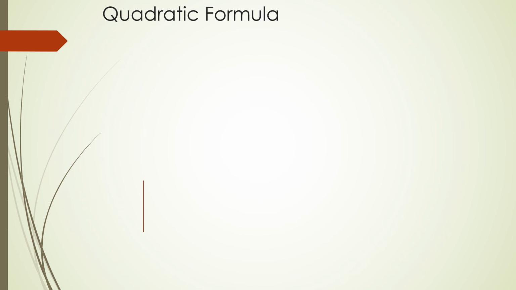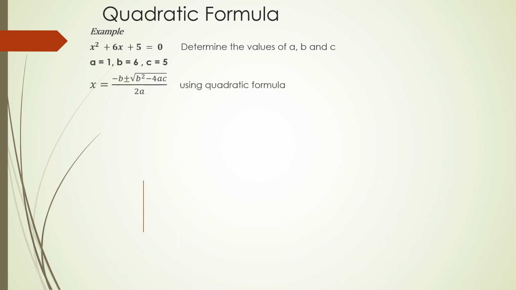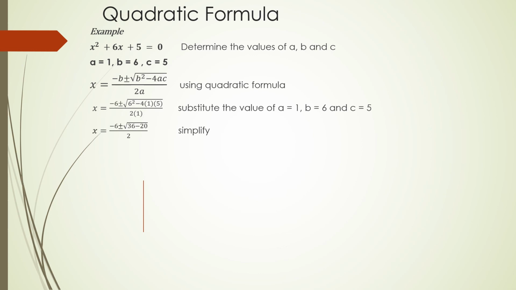Solving quadratic equation using the quadratic formula. So, for the example, you have x squared plus 6x plus 5 is equal to 0. First thing that you're going to do is to determine the values of a, b, c. So, a is equal to 1, b is equal to 6, c is equal to 5. So, using the formula, substitute nyo lang lahat ng value. Papalitan lang po. Then, simplify. So, unang isi-simplify natin dyan is 6 squared. So, 6 squared will become 36, and then you have 4 times 1 times 5, it will become 20. So, 36 minus 20, that is 16, and get the square root of 16, that is 4.